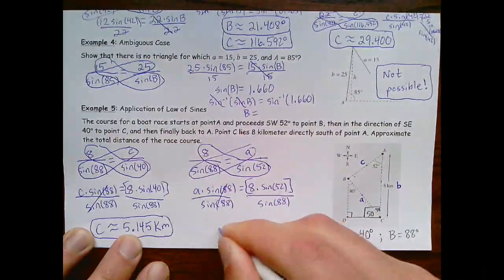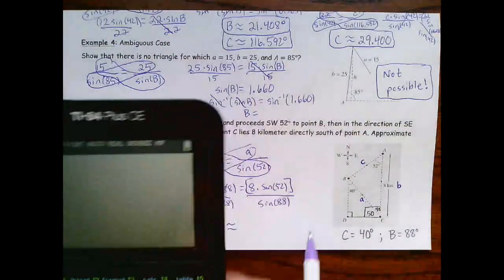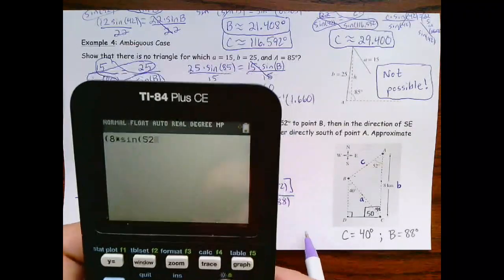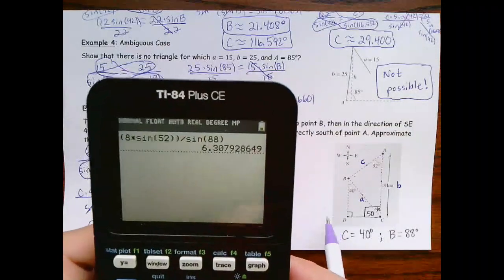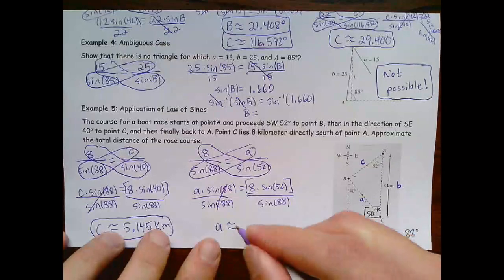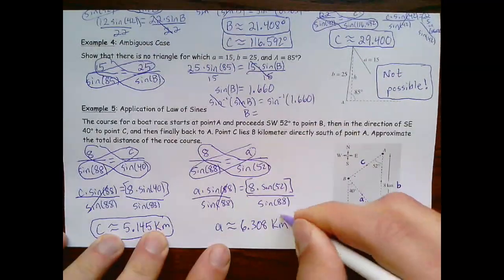All right, and I got A is approximately, we'll go into the calculator one more time, parenthesis 8 times sine of 52 divided by sine of 88, 6.308. And this will be in kilometers.